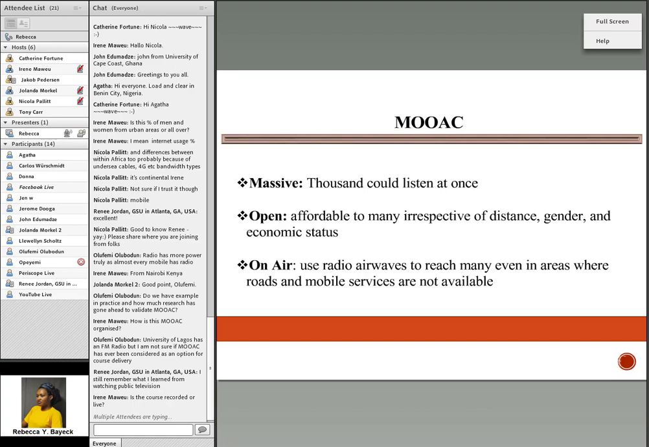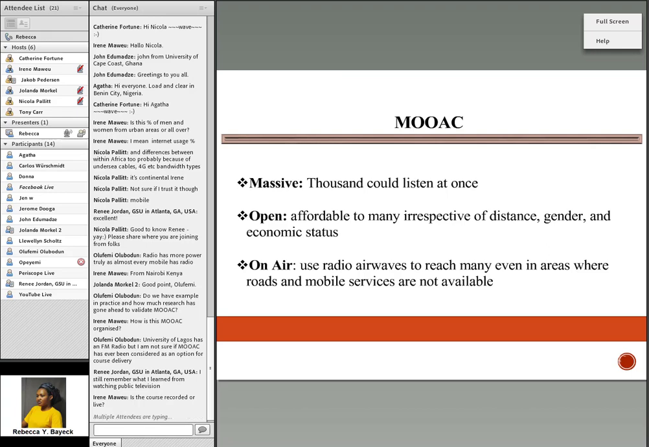So radio is open, because it's affordable, the radio sets are affordable. The only thing that people need to have, and that they already have, is a radio: in most villages, you find at least one person with a radio. And also it's on air, because you use radio waves, airwaves, to reach many people, even in areas where you don't have roads, where you don't even have a mobile service network available.